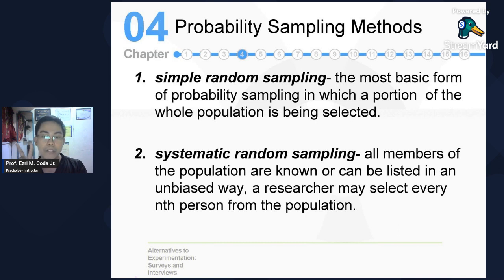Now, number two, systematic random sampling. All members of the population are known or can be listed in an unbiased way, and a researcher may select every nth person from the population.